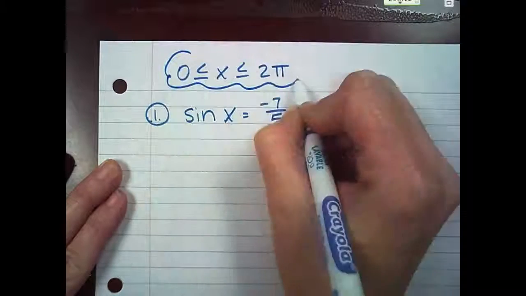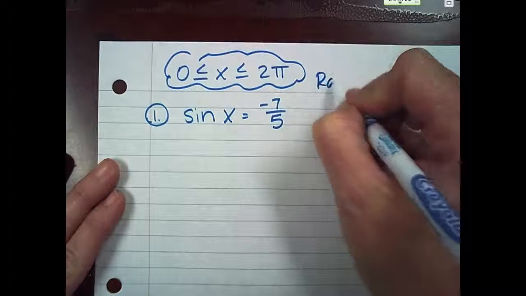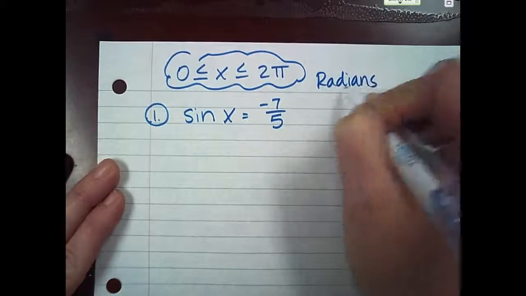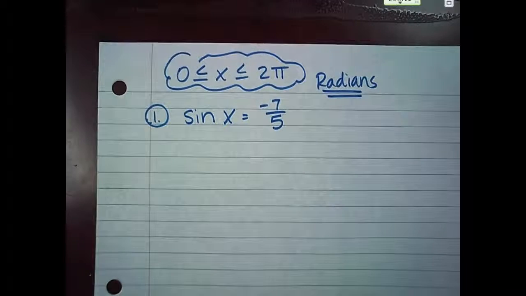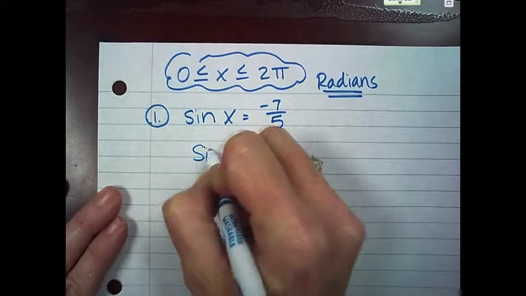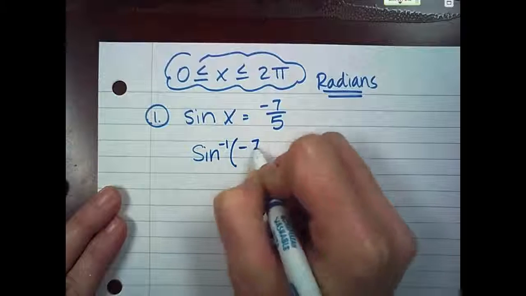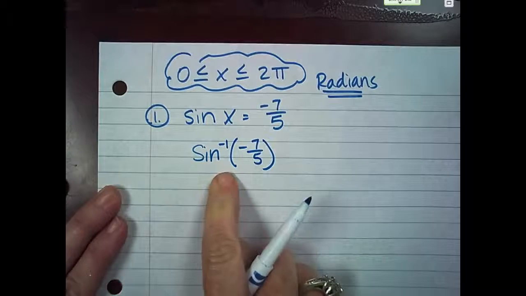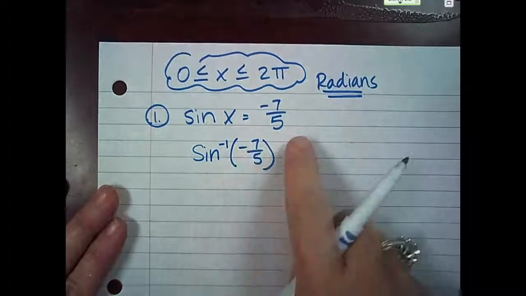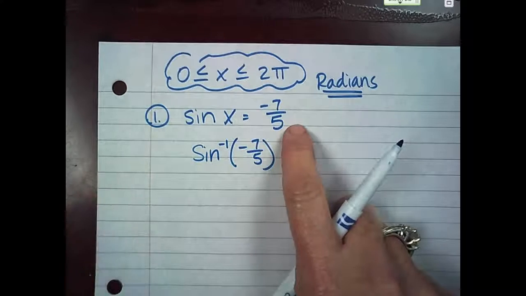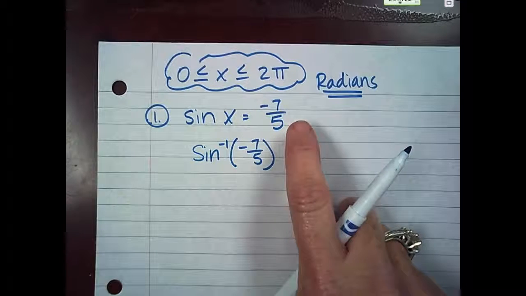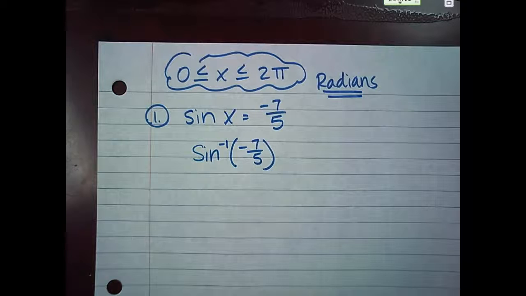Okay, so that means that I know my calculator needs to be in radians. That's important. So make sure you go to mode and put it in radians. Now, to solve this one, we're going to take the inverse of -7/5. Remember, taking the inverse does not flip it. Inverse just means I'm giving you an output, you're giving me an input, and vice versa. I'm going to give you an outside number, you're going to give me an inside number.